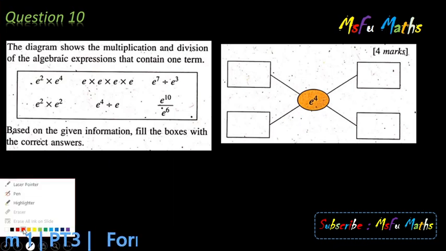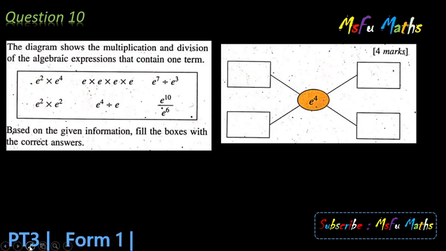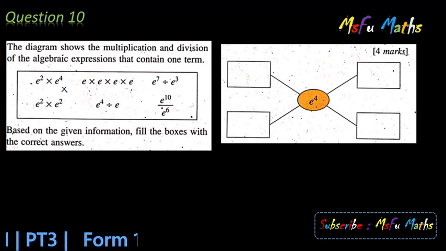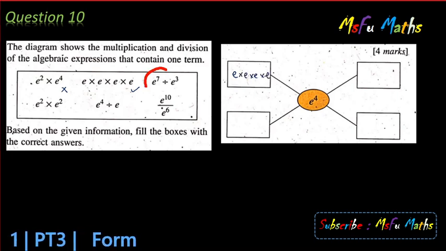So we cancel off this one. We don't want this one. Cross. Okay, how about this? I have e, 1, 2, 3, 4. Isn't that e to the power of 4? Yeah? So I'm going to put this in the box: e times e times e times e. Okay, how about this one?